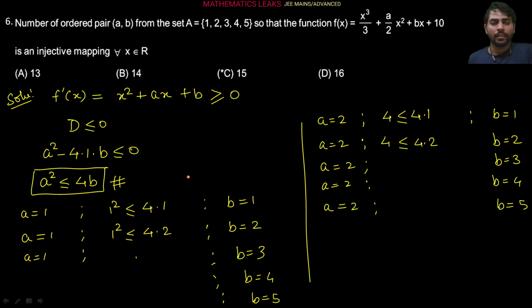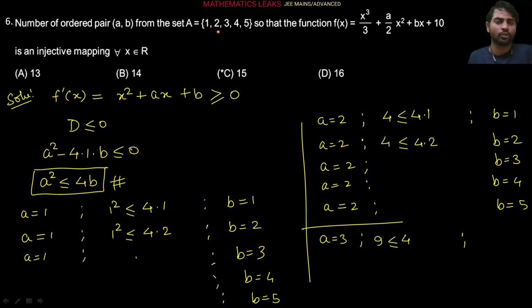Similarly, if we are taking a is equal to 3, then a square, which is 9, should be less than or equal to 4 times b. If we take b as 1, then 4 into 1 is 4, so 9 is not less than 4, obviously not satisfying. Similarly, if we take b equal to 2, then 4 into 2 is 8, so 9 is not less than or equal to 8, no, not satisfied.